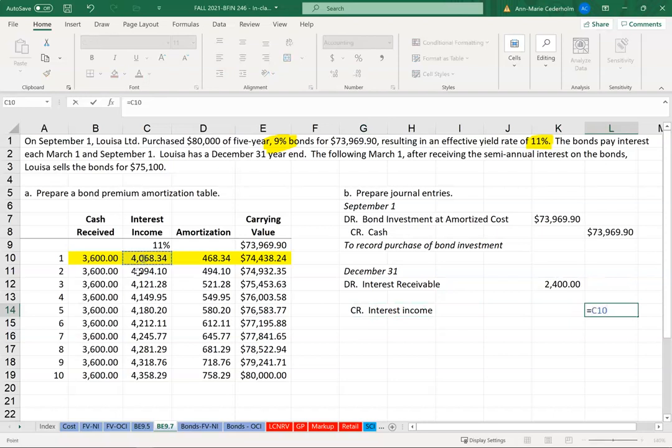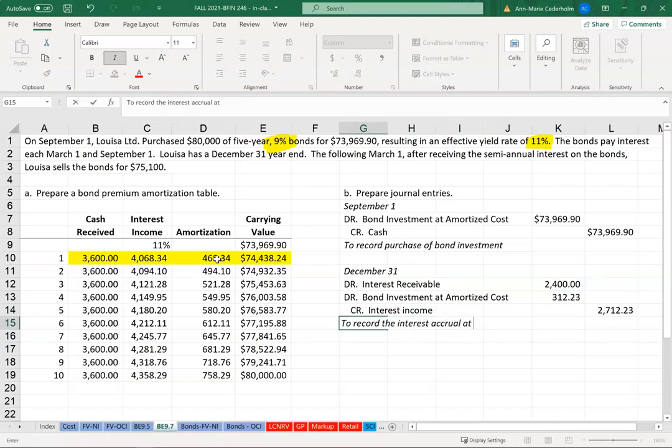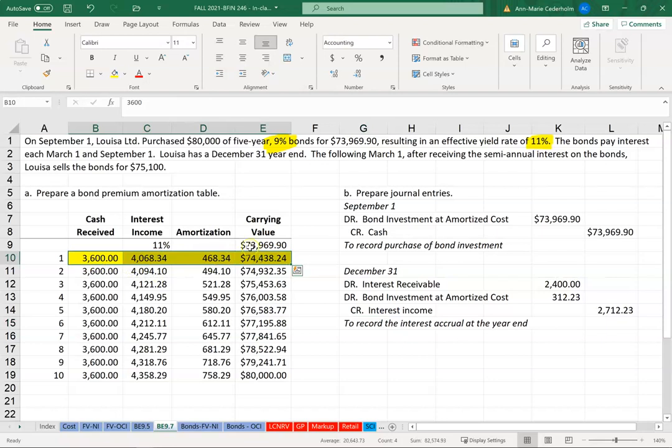So I'm going to take this next payment, 4,068.34, and then I'm going to multiply that by 4 out of 6 months, because I'm 4 months into a 6 month bond payment. So that's 2,712.23. And then I'm going to debit my bond investment at amortized cost. So we could just take the difference, so to make this journal entry work, or you can just take your amortization and then multiply that by 4 out of 6 to give me 312.23. So this is just to record the interest accrual at the year end. But if this bond payment paid at December 31st, then this would actually just be the cash, interest income, and the bond investment that we would be recording.